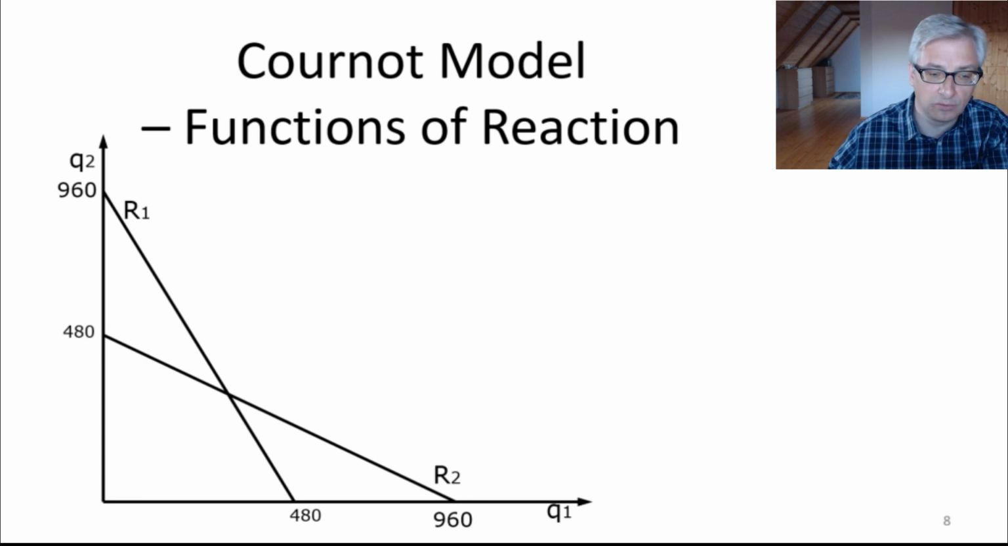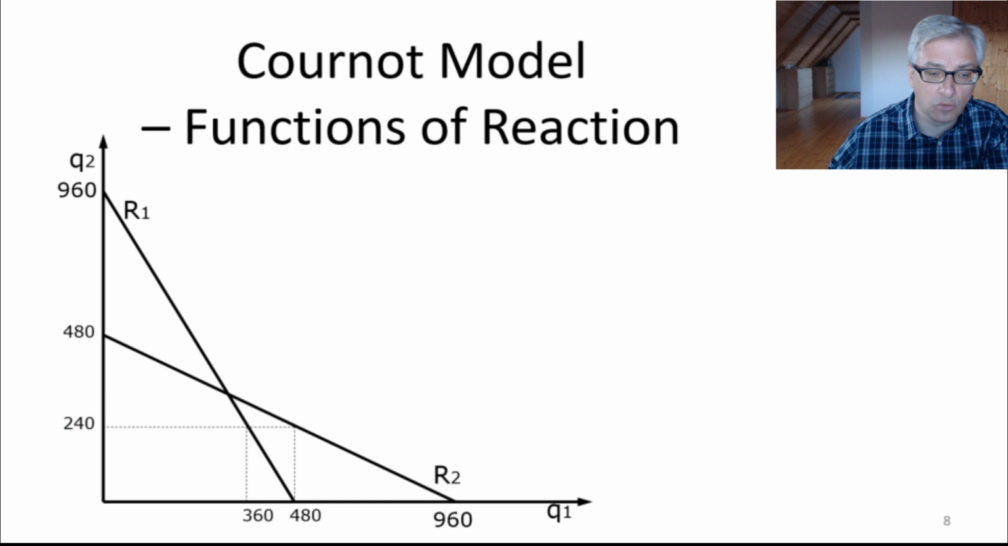Q2 being 0, Q1 is 480. If Q1 is 480, then from reaction function 2, we find the production of the second one being 240. If the second one produces 240, then the first one would respond with 360. Now we take this 360, put it in the reaction of the second one, and we learn what would be the production of the second one.